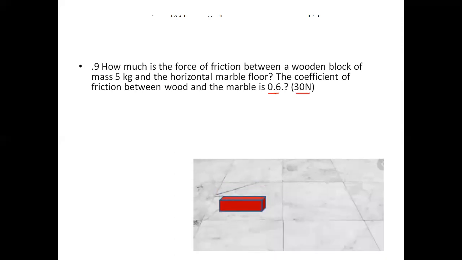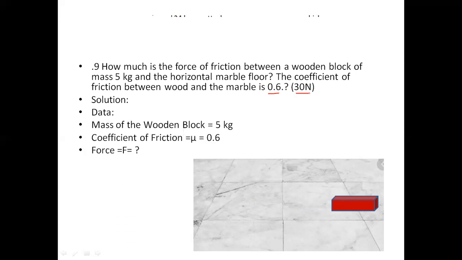So let us look at the situation. This is the marble floor on which there is a wooden block, and it has to slide over it. How much force is to be applied on this block of mass 5 kg to basically slide over it? So the mass given to us is 5 kg. The coefficient of friction is mu, which is 0.6. We have to find the force.